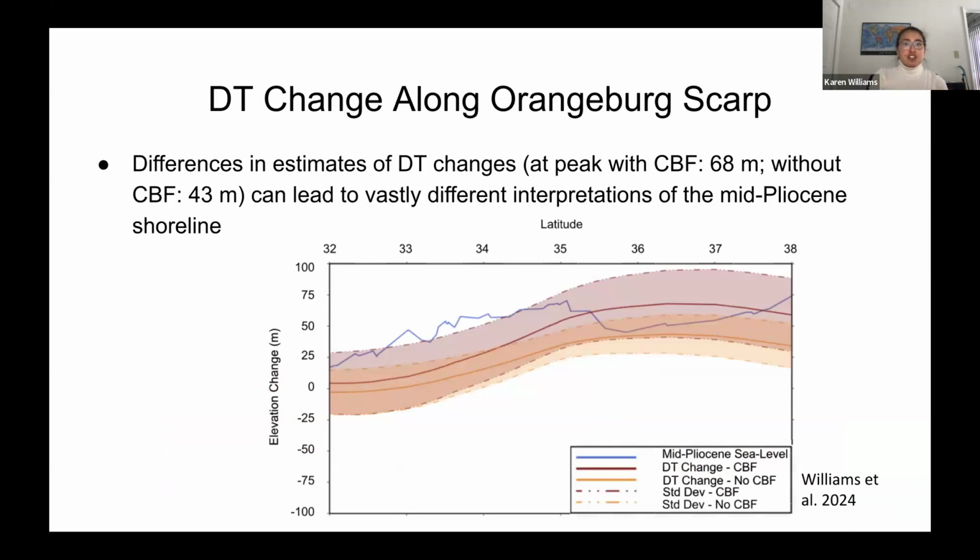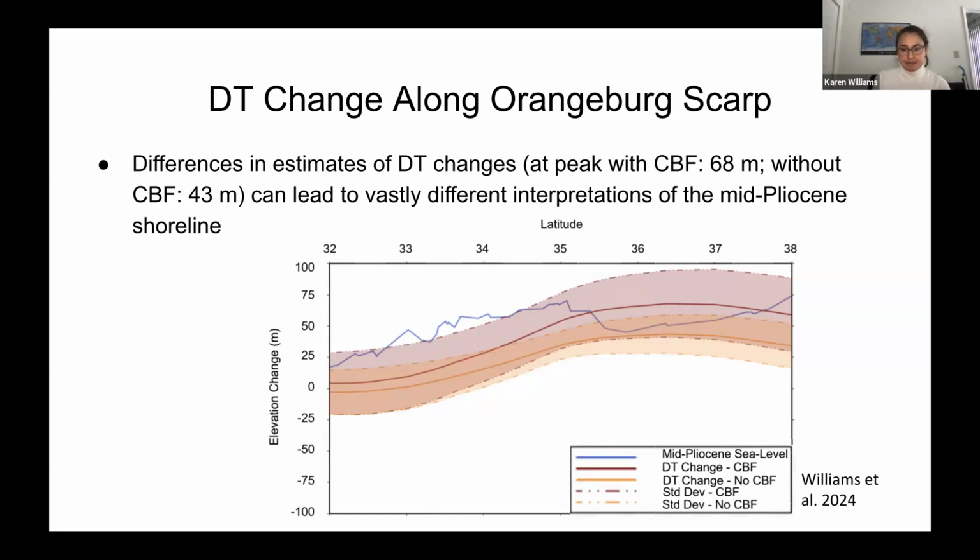This figure here shows change in dynamic topography since 3 million years ago, following from south to north along the Orangeburg Scarp, with and without CBF, these red and orange lines, respectively. The shaded regions show the standard deviations of dynamic topography changes with and without CBF between our 8 model setups. So note they are quite large. As a reference, we also include the elevation changes of the mid-Pliocene shoreline, accounting for GIA, and assuming a 14-meter eustatic sea level difference between the mid-Pliocene and present day.